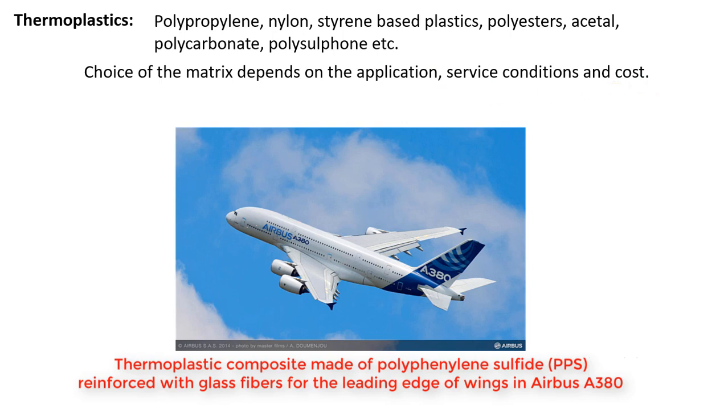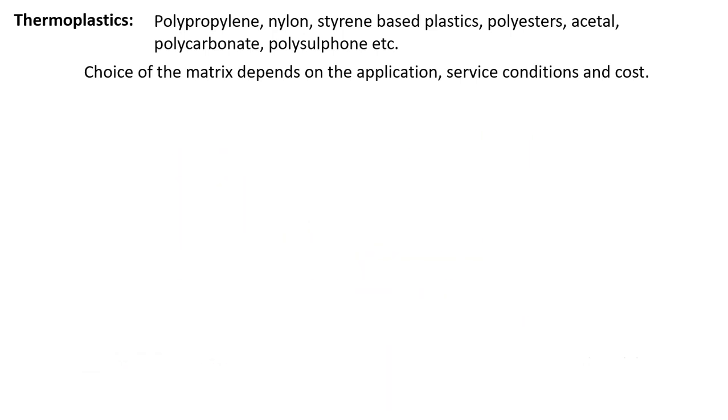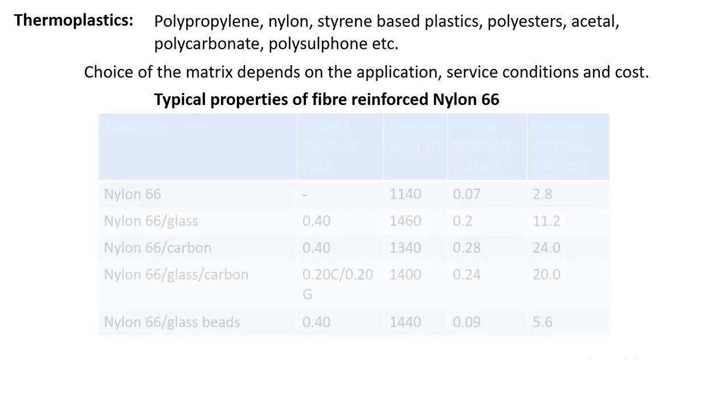So application and service conditions are very important. For example, temperature will be the guiding factor in selecting some of the matrix materials. Similarly, cost is also an important factor. If the cost has to be low, in that case, we will have to go for a plastic which is low in cost. The typical properties of fiber reinforced nylon 6/6.